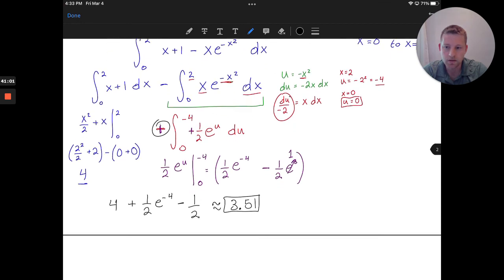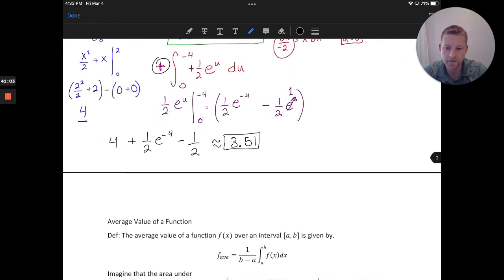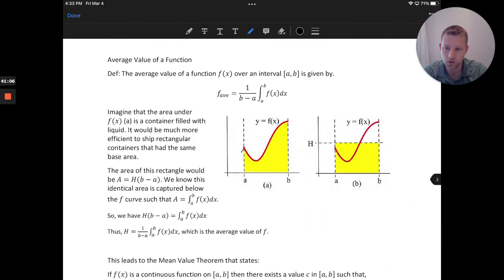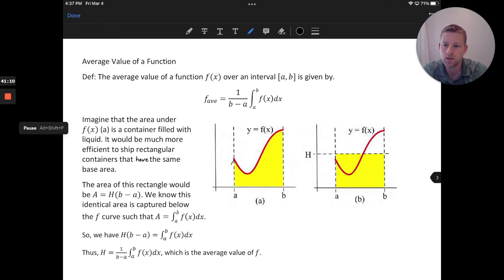All right, next we'll take a look at the average value of a function. Let's start by taking a look at the definition for the average value of a function. So the average value of a function, we'll call f of x, over an interval a to b is given by the integral from a to b of f of x dx times, here a constant, 1 over b minus a, which is the length of the interval.